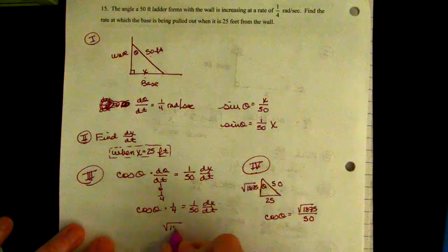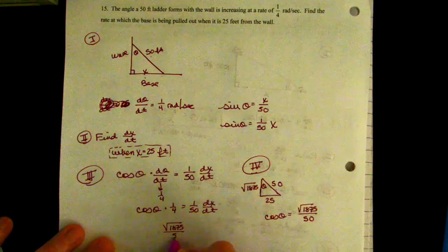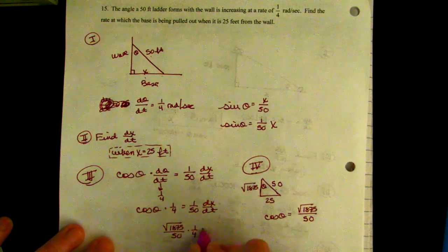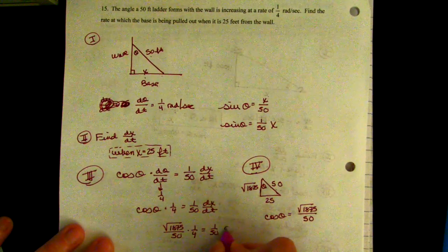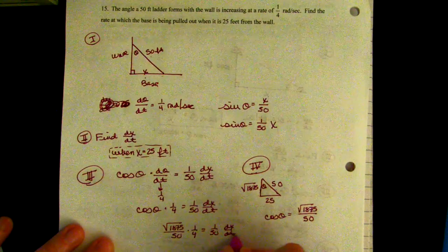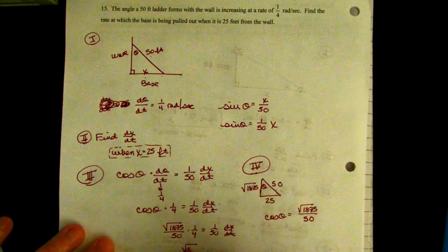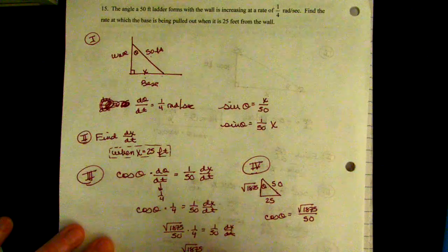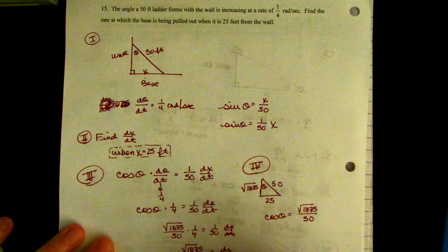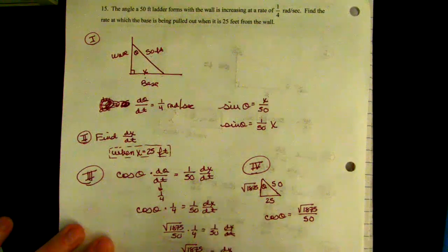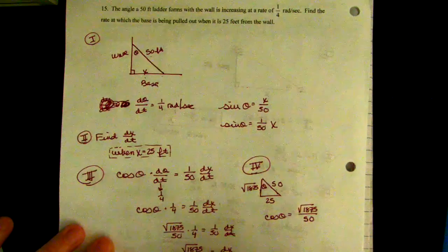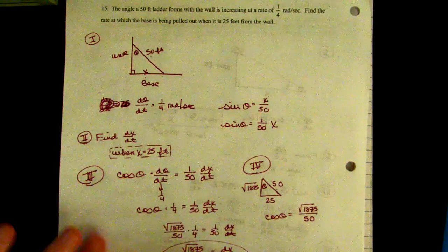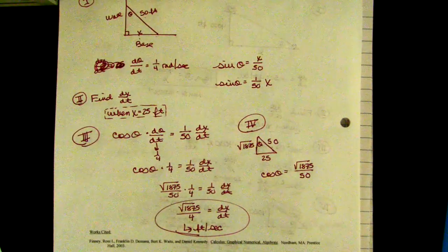I'm going to say square root of 1875 over 50 times 1/4 equals 1/50th dx dt. Multiply both sides by 50. We're going to get square root of 1875 over 4 equals dx dt. I might as well just leave it like that. And the units are going to be feet per second because it was the rate of change of that side.